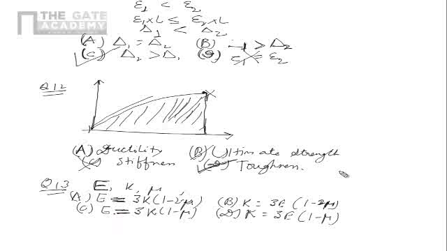The answer is the first one. Option A is the answer, and option A is E equal to 3 times K(1 minus 2 nu). That's the answer. In such questions you have to obviously remember that the answer is that particular one.